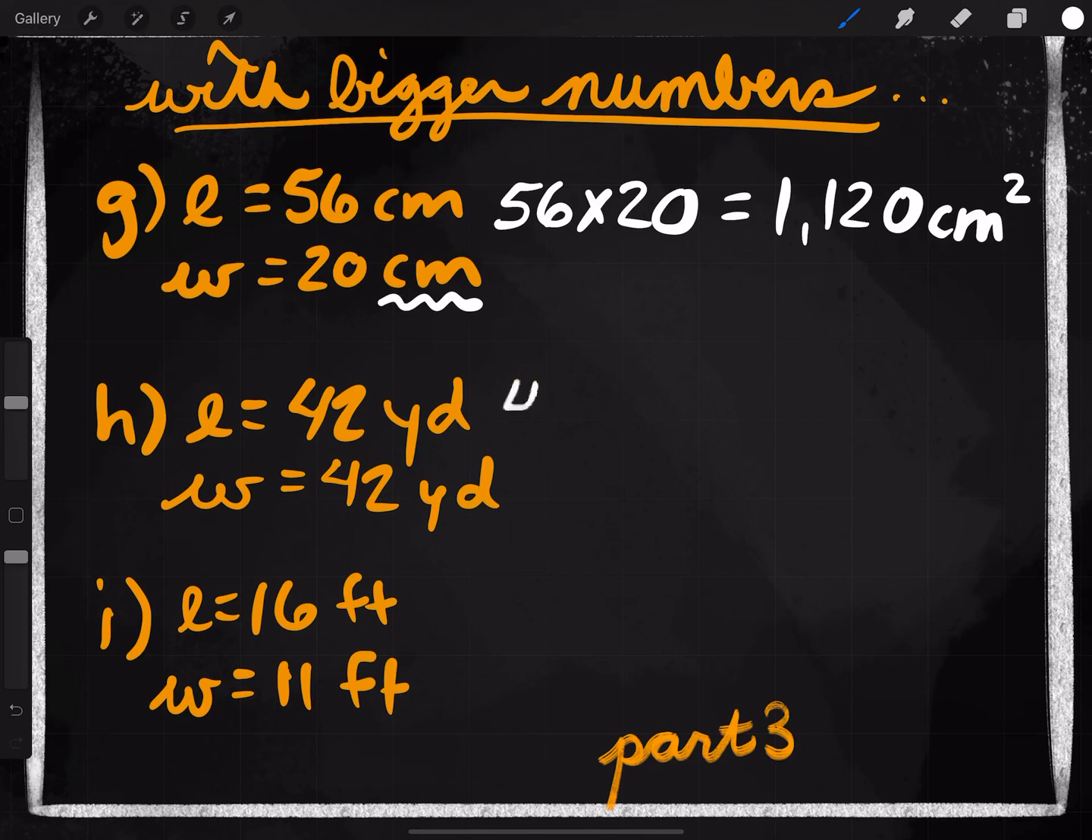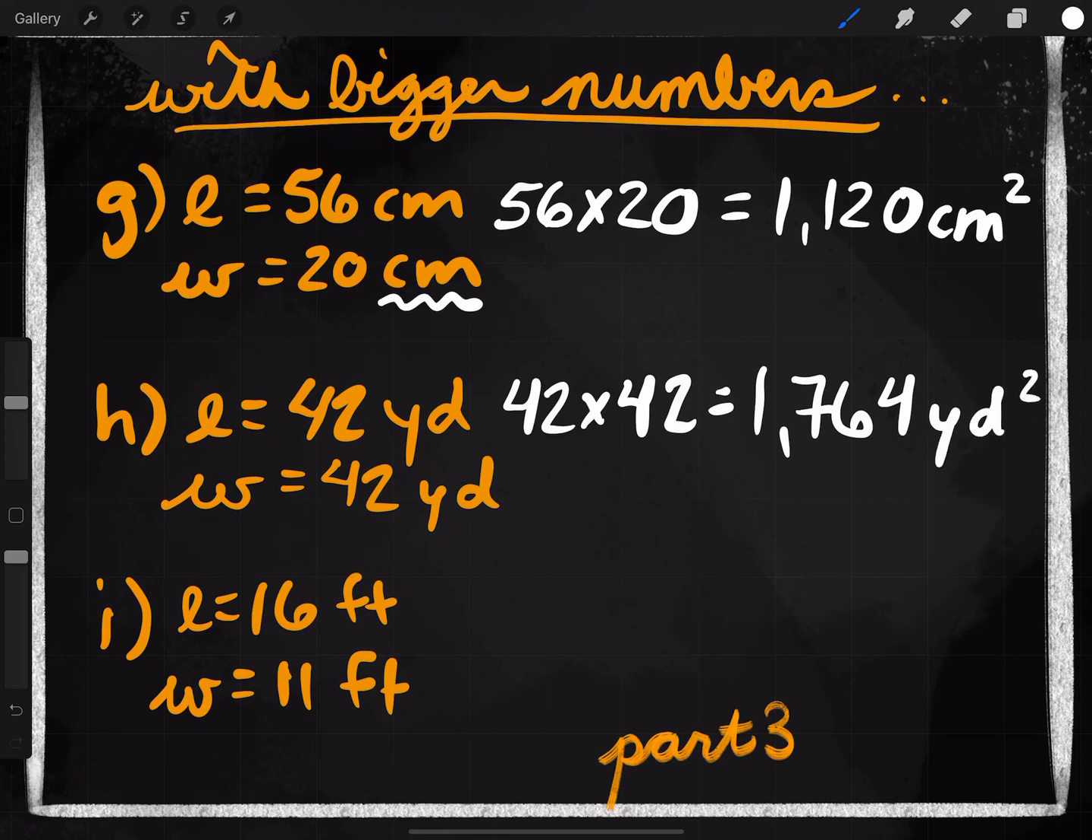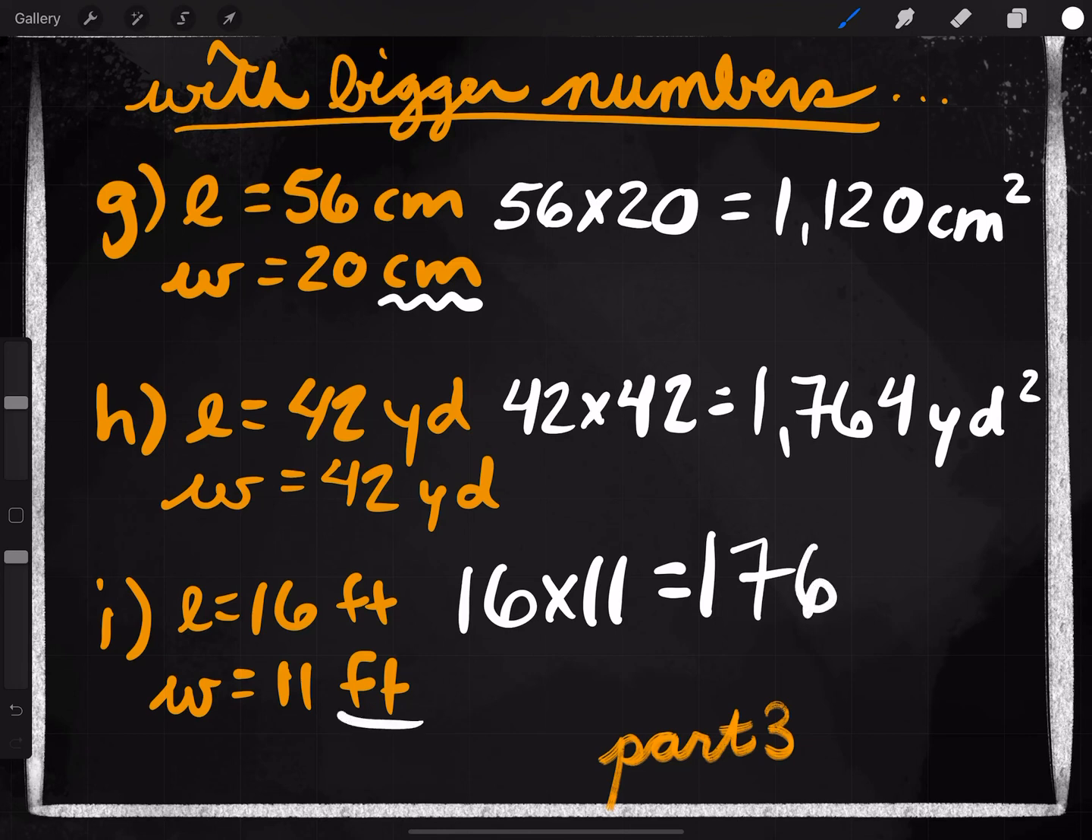And this next one, we'll multiply 42 times 42, length times width. You can always check your answers on a calculator, but I believe that you also know how to multiply out the larger numbers. So I'm definitely confident you can do that. We end up with 1,764 square yards. Okay, and this last one, we would write 16 times 11. We end up with 176 square feet.